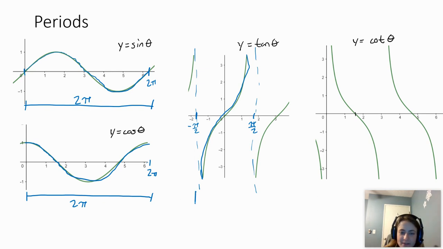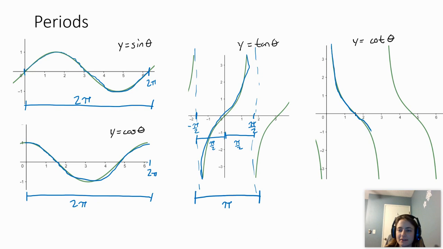So this distance, we've got to think about what this distance is. I know from here to here, from 0 to pi/2, that distance is pi/2. Then the same thing from negative pi/2 to 0, that distance would be pi/2 as well. So pi/2 plus pi/2, the period for tangent is pi. And same thing for cotangent.